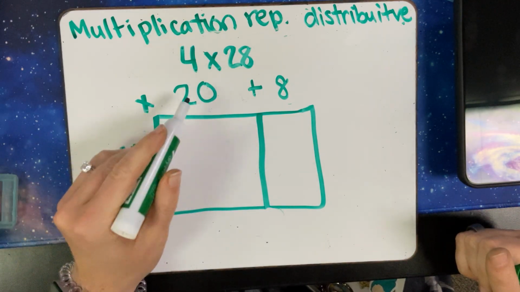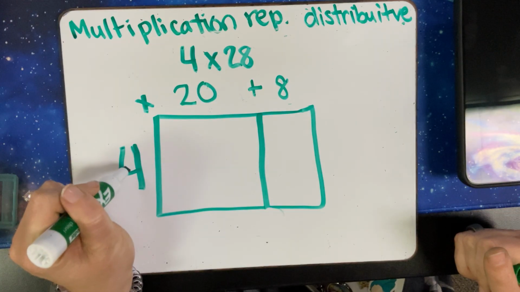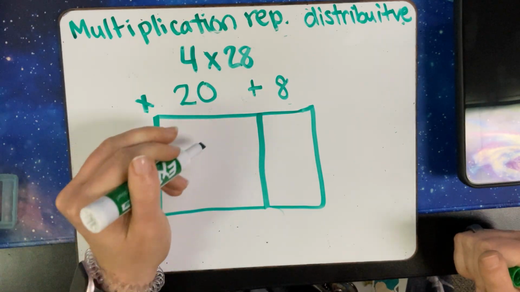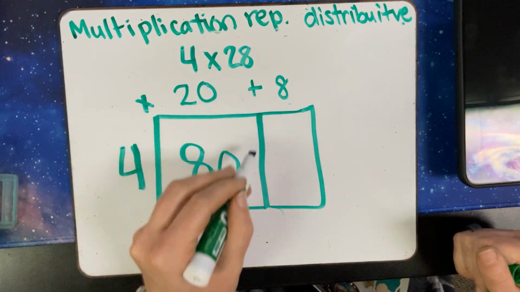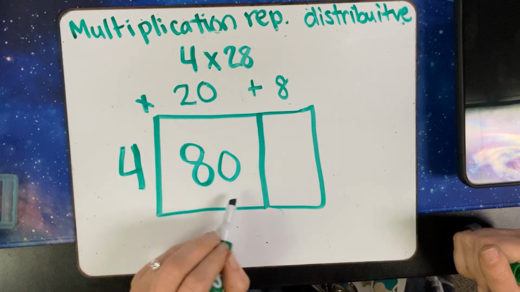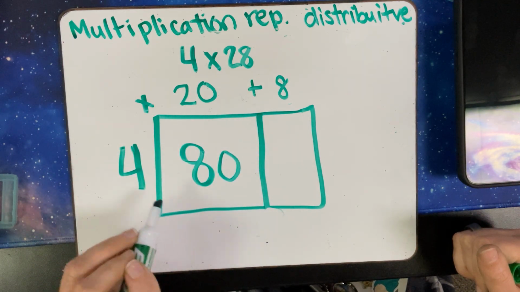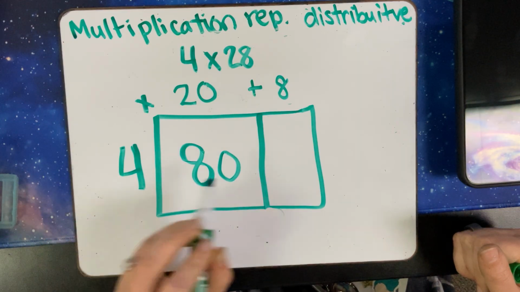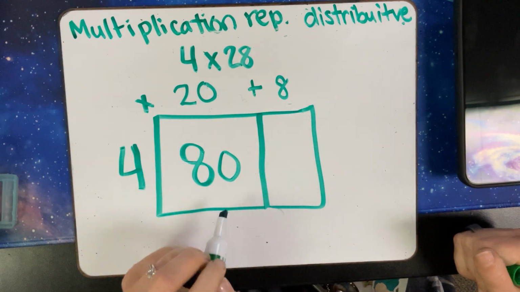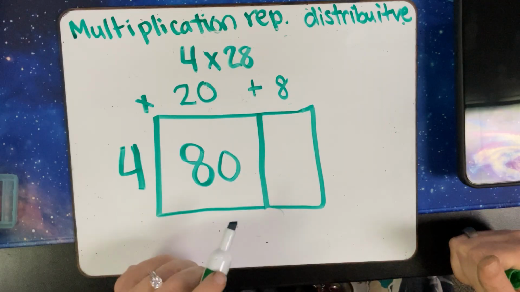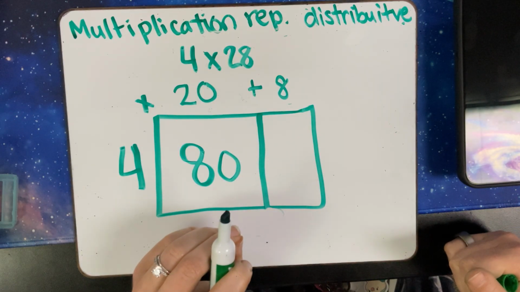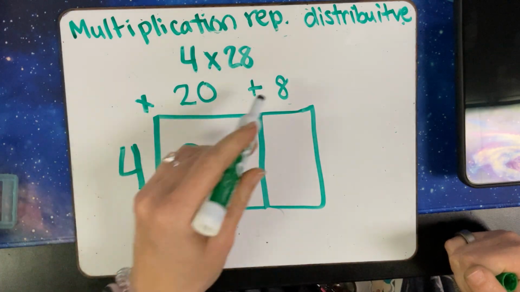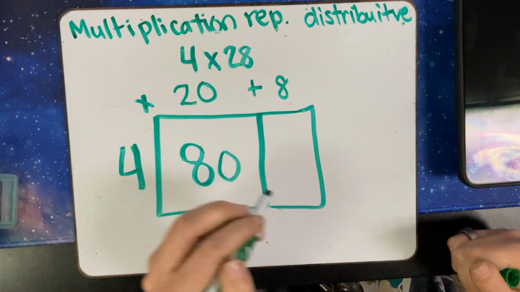If I know 4 times 2 is 8, what would 4 times 20 be? It would be 80. So I can have 80 right here, and there would be 80 as the area of this box. Then I can go to the second part of my number where there's 4 times 8. So I can either have fluency and know that off the top of my head, or I can break it into even more chunks. But for sake of time, we'll use fluency.